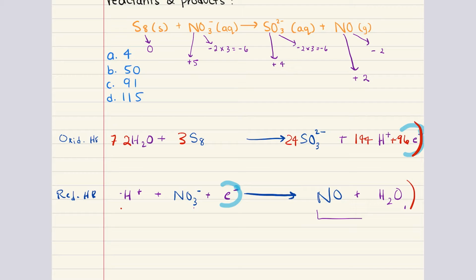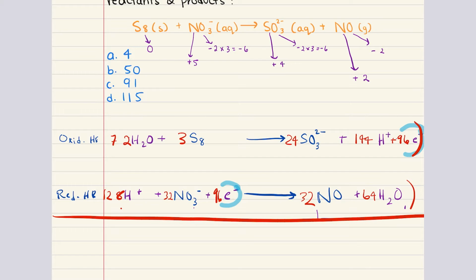What about our reduction half reaction? Now we have 32 nitrate ions, 128 hydrogen ions, 96 electrons, 32 of these nitrogen monoxide molecules, and we have 64 water molecules. Now we can go ahead and add together these 2 reactions, noting that the electrons are going to cancel out. What we're going to get now is the following equation.